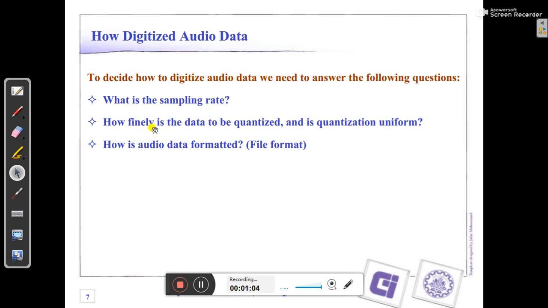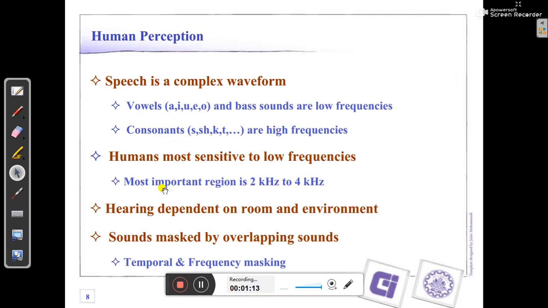To decide how to digitize audio data, we need to answer the following questions. What is the sampling rate? How finely is the data to be quantized? And is the quantization uniform? How is the audio data formatted?